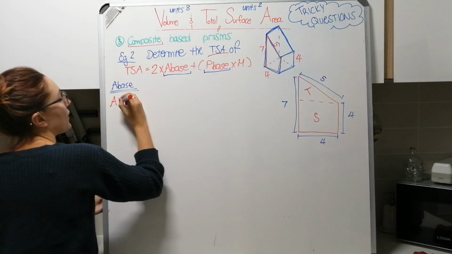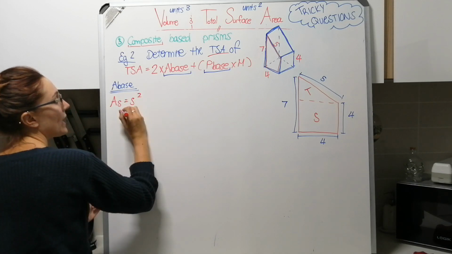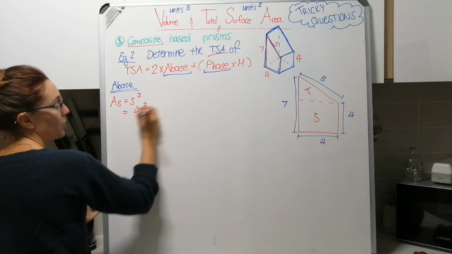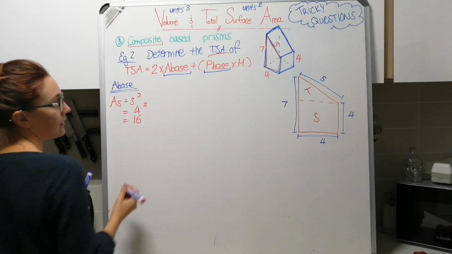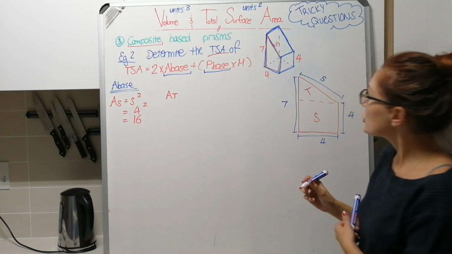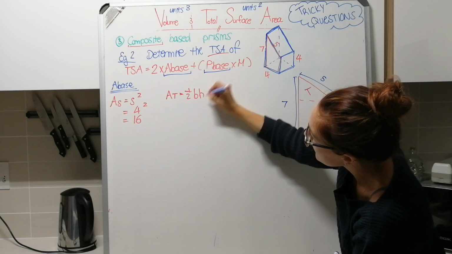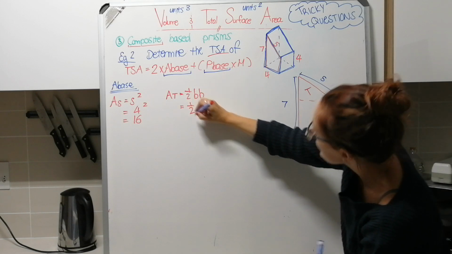First off, looking at the area of the square. The area of the square is side squared, which is 4 squared, which is 16. Okay, now we're going to do the same thing but for our triangle. Area of a triangle, the formula is half times base times height, which is half times.